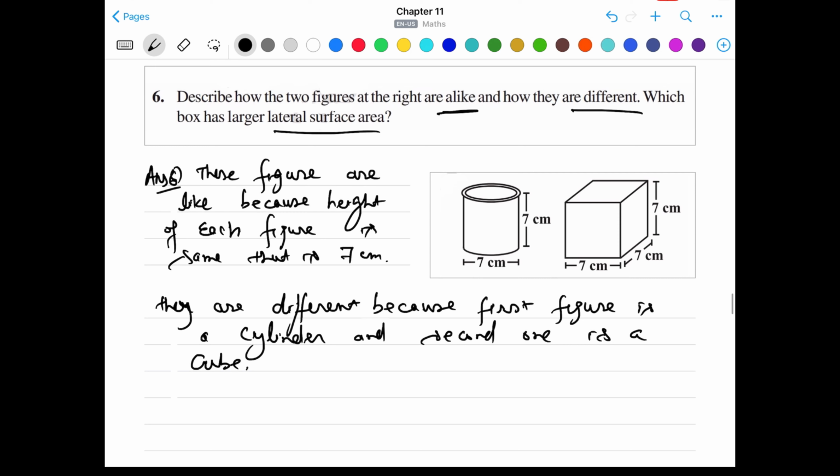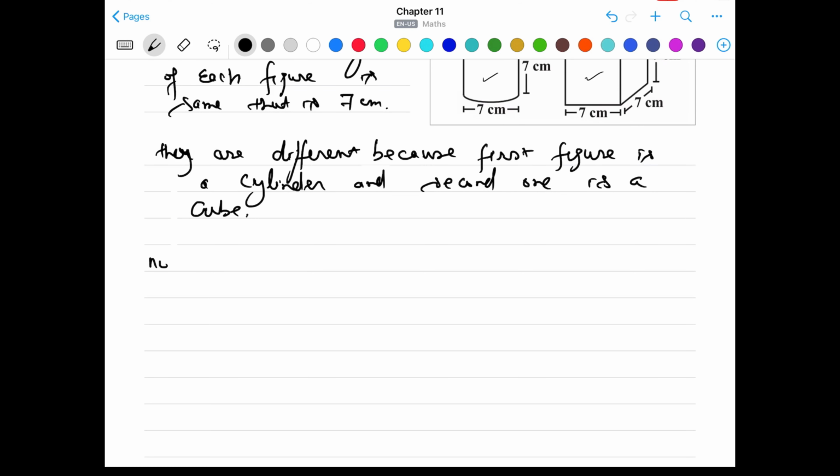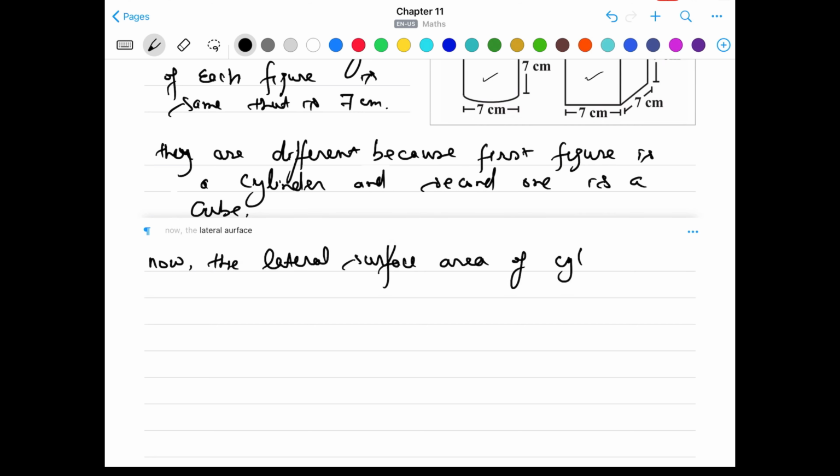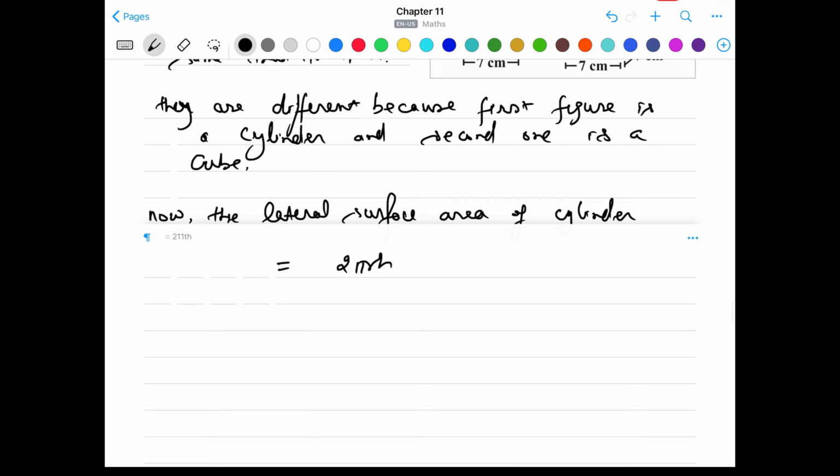Now we have to see which figure has the larger lateral surface area. Lateral means we'll only calculate the curved surface area in the case of the cylinder and the area of 4 walls in case of a cube. So let's write now, the lateral surface area of the cylinder is given by 2 pi r h, that is the curved surface area. Lateral surface area is also known as the curved surface area.